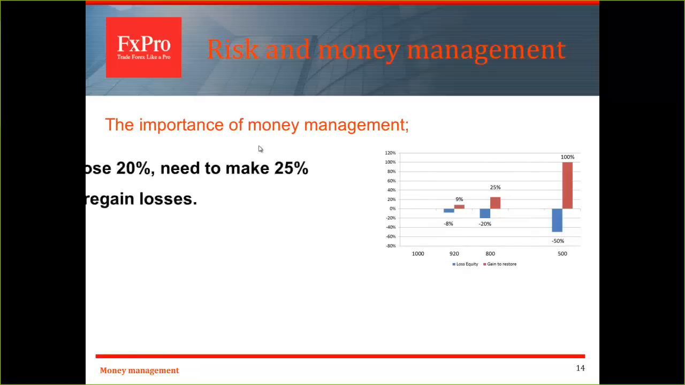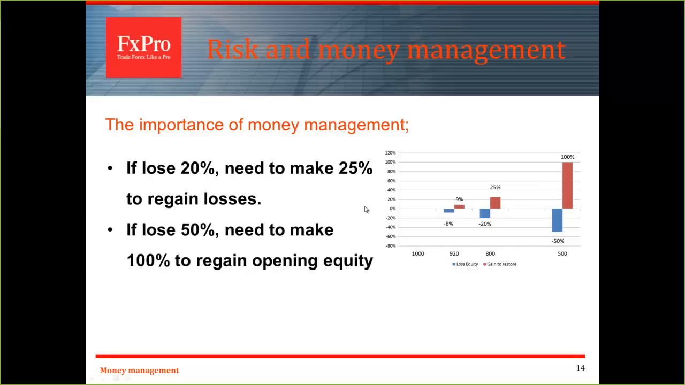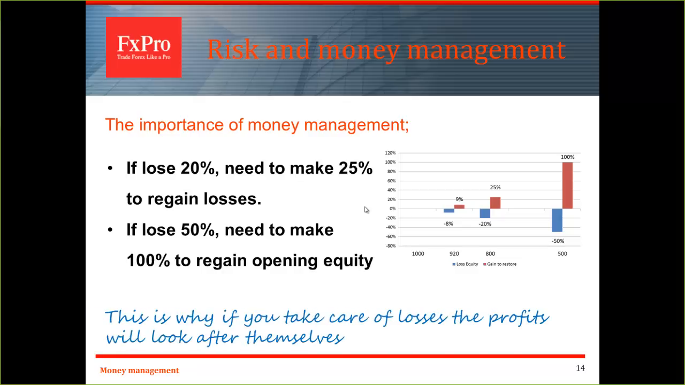So basically, it's the same as you've seen before. If you lose 20%, you need to make 25% to regain, and if you lose 50%, you need 100% to double your account to regain. And essentially, this is why you take care of your losses, and the profits will take care of themselves. It's just a saying that may be familiar to some of you. So this has been pretty much the theory of money management.